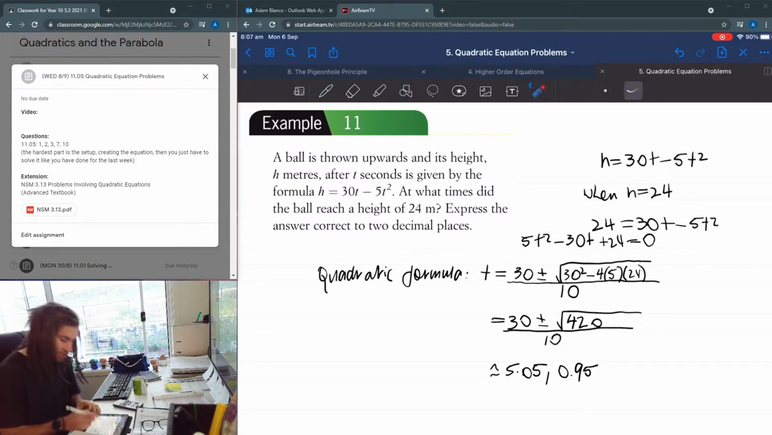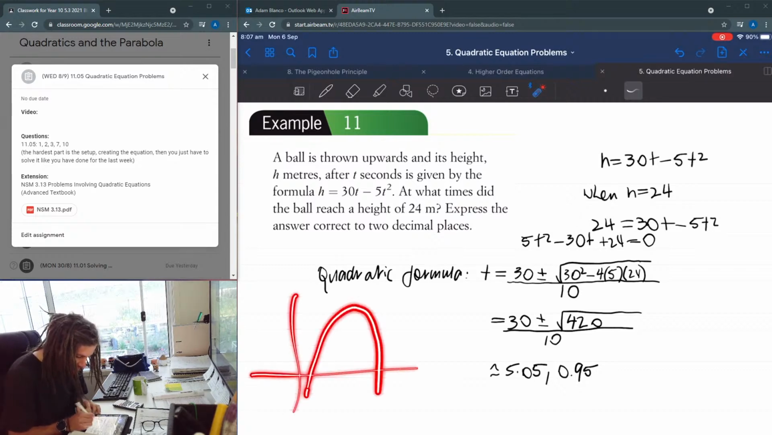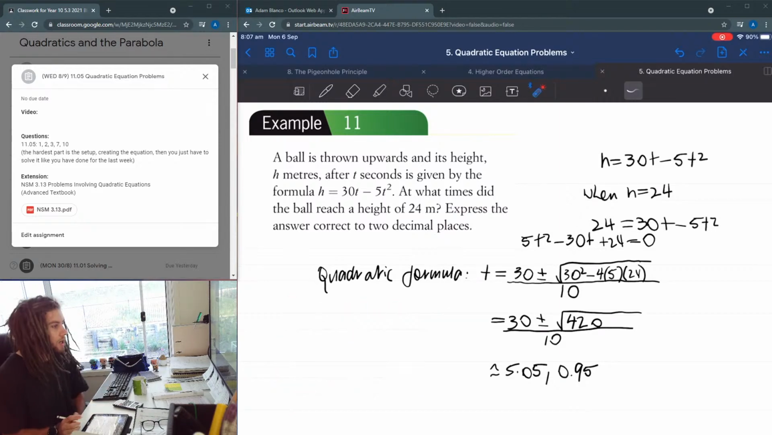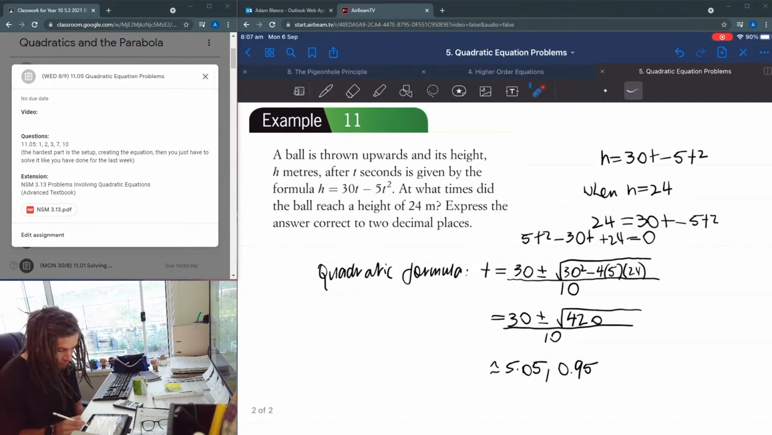Okay, a quick aside, that means our parabola looks like this. At 24, so this is 24, this value is 0.95 and this value is 5.05. This means we keep both of our values. If one of these was negative, then cool. But I guess you've just got to think of this in terms of the question.